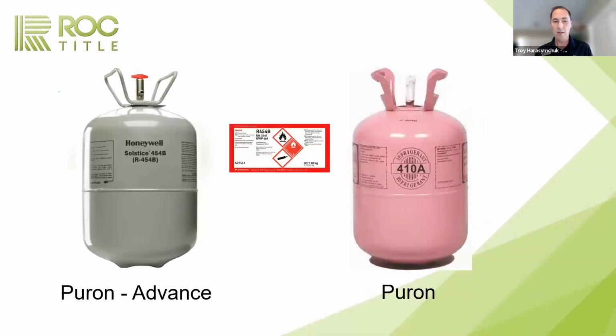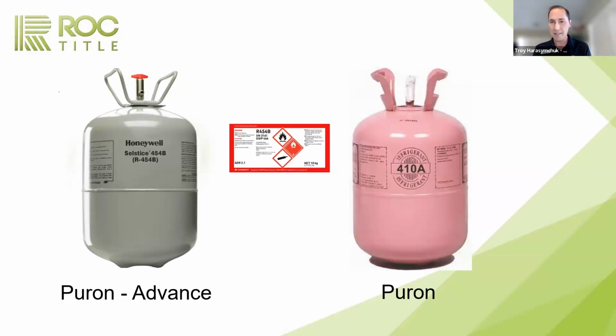And now they want to do what's called Puron Advance, which is 454B. Another solution is two oils mixing together, so it doesn't have that property where it grabs all the heat molecules. But, oh, by the way, there is an issue with this one because it's flammable. Now you're putting something flammable into your system, and most of the contractors are not licensed or don't know how to handle flammable material.